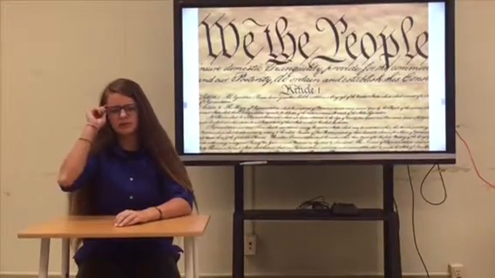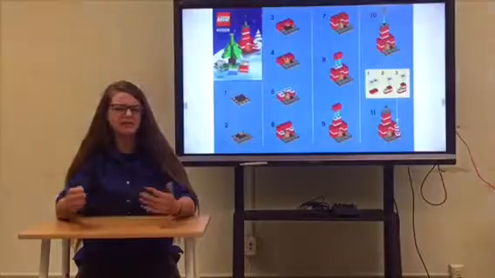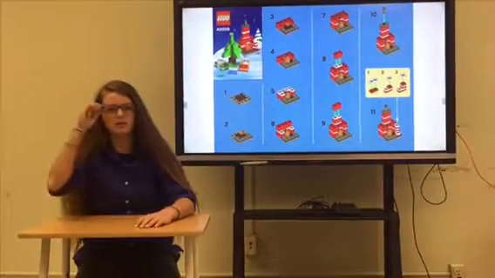Wow, why does government have to be so complicated? It's more complicated than these Lego instructions, and I can't even follow those.